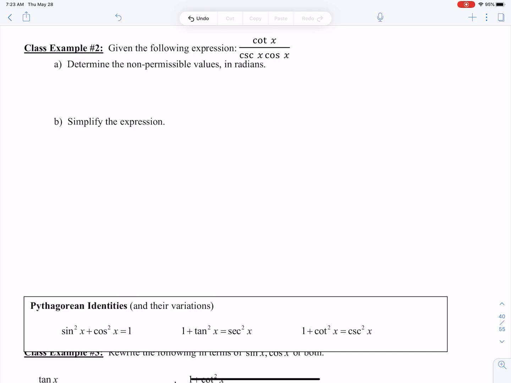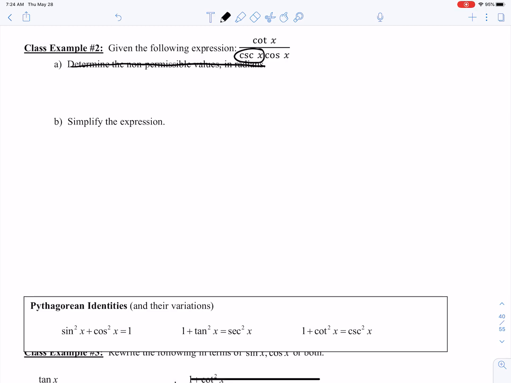All right, we're back. I hope example one went well. We are not going to determine the non-permissible values for this example in particular, because we're not going to give you situations where we have cosecant in the denominator. We're going to leave that alone. So we're just going to simply simplify the expression.